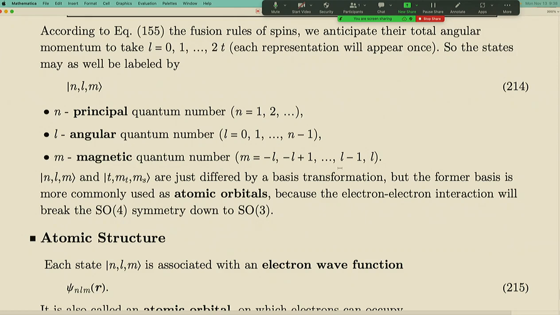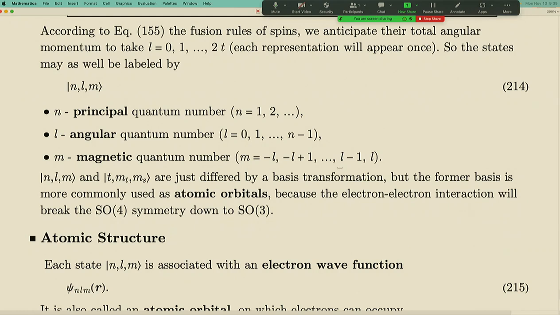So we basically replaced the original three quantum numbers t, m_t, and m_s, which naturally arise from solving this SO4 symmetric problem, with a new set of quantum numbers n, L, and m. They are just an equivalent set of quantum numbers that label the same set of states. Okay. The latter basis, which is n, L, m, is more commonly used in atomic orbitals because electron interaction will actually break SO4 symmetry down to SO3. Let me explain this point.